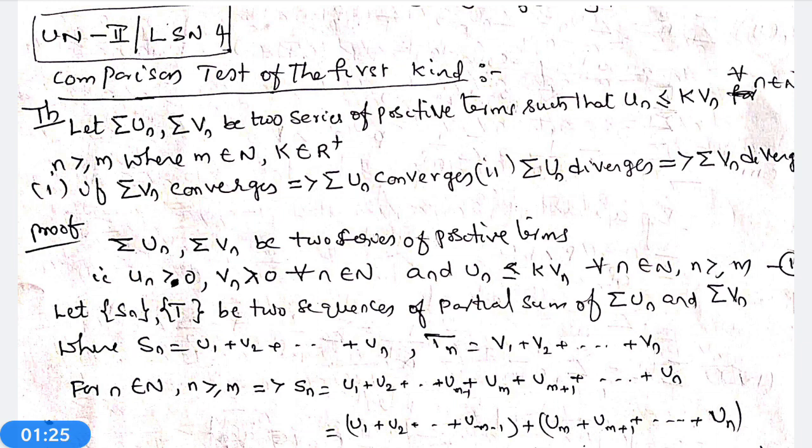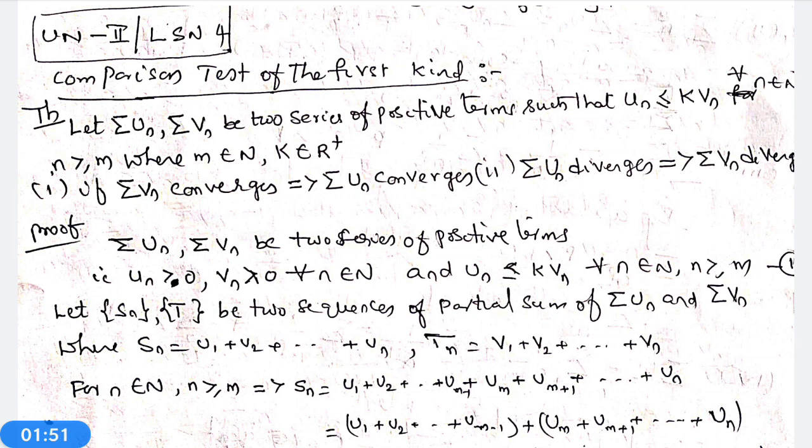Let sigma un, sigma vn be 2 series of positive terms such that un less than or equal to k vn for all n belongs to N and n greater than or equal to m, where m belongs to N and k belongs to R plus.